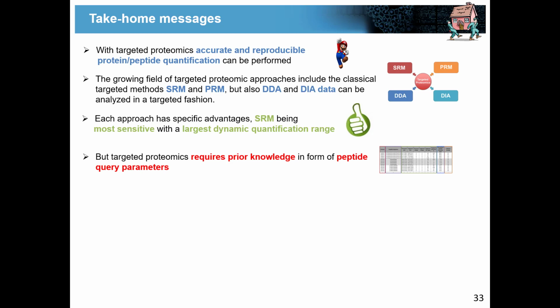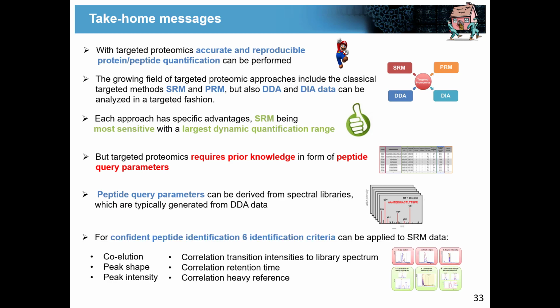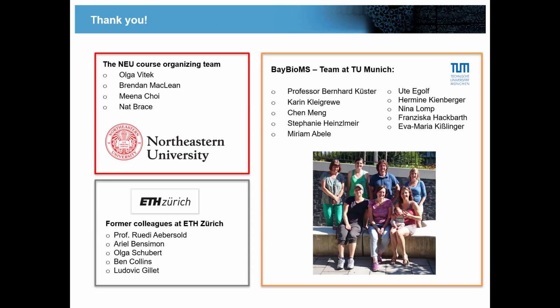but it requires prior knowledge in the form of these tables of peptide query parameters that you need to have in order to copy-paste them into the mass spectrometer. These peptide query parameters are typically derived from spectral libraries that were generated based on DDA data. And if you want to identify peptides by SRM, there are these 6 criteria that we now discussed, which you can use to judge whether a peak is picked correctly and quantified correctly in an SRM experiment. And this looks very similar in a PRM or DIA experiment.